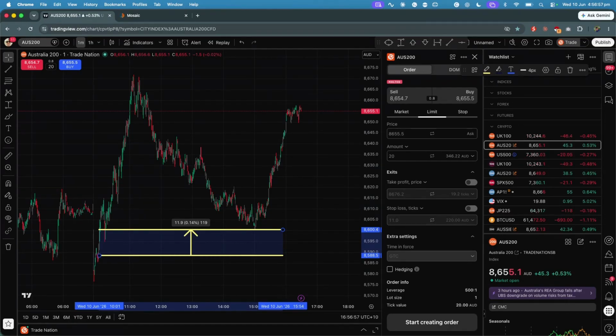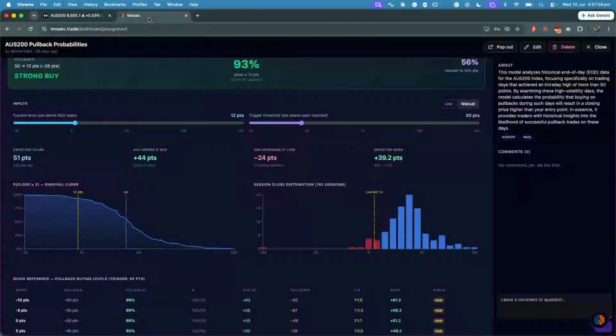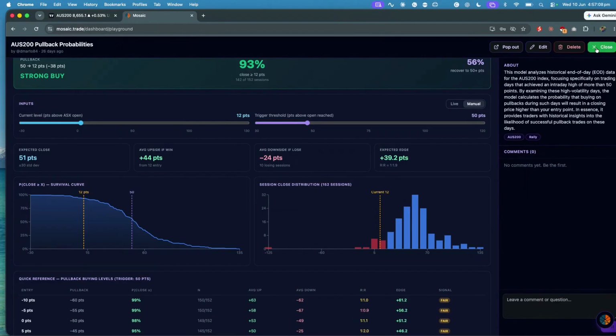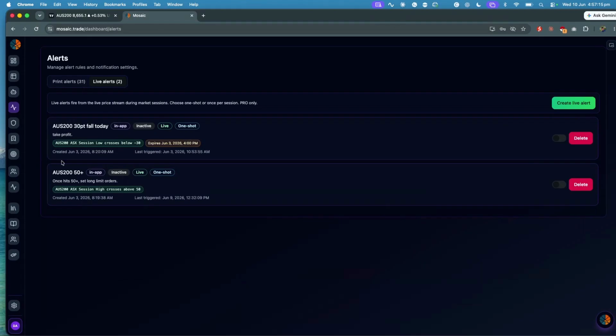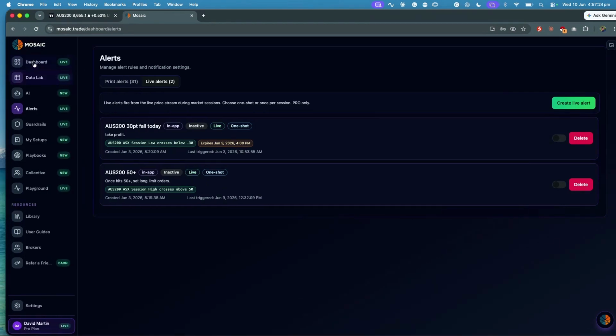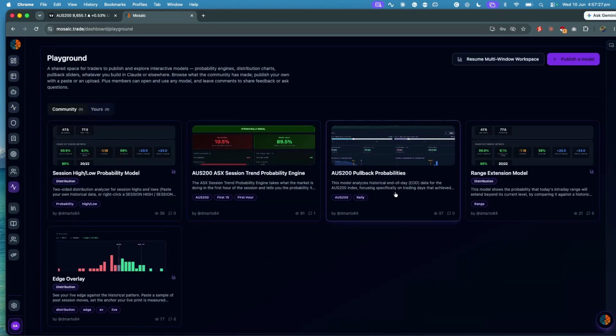So in terms of how to operationalize this, obviously keep this playground model in the back of your mind when we do get the rally. What pro users can do is set live alerts as well. So I've got one here: ASX session high crosses above 50. So anytime that triggers, I'll get an alert just to remind me to go into and check this model.